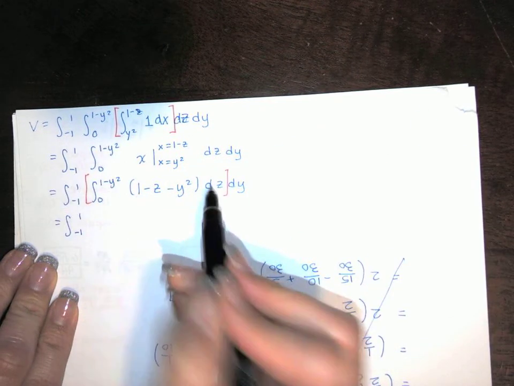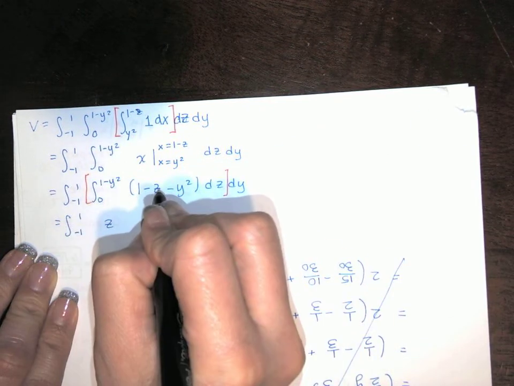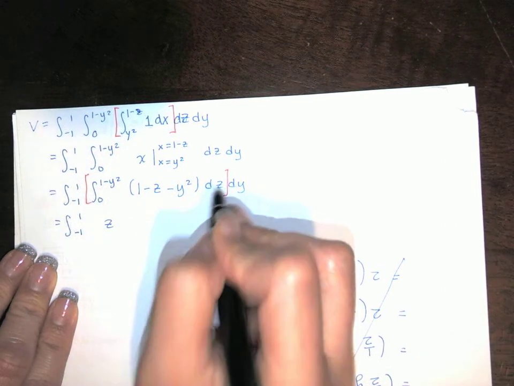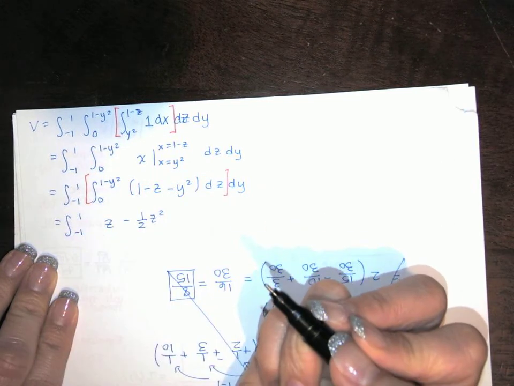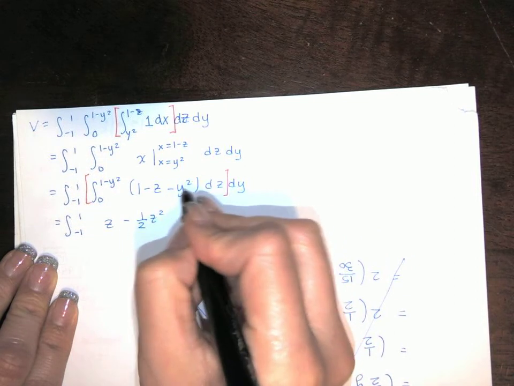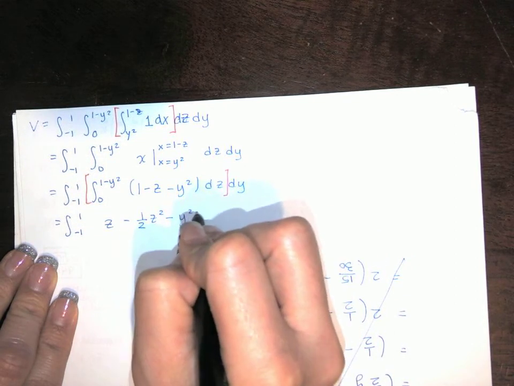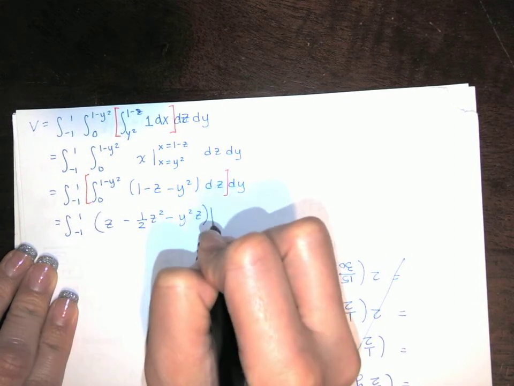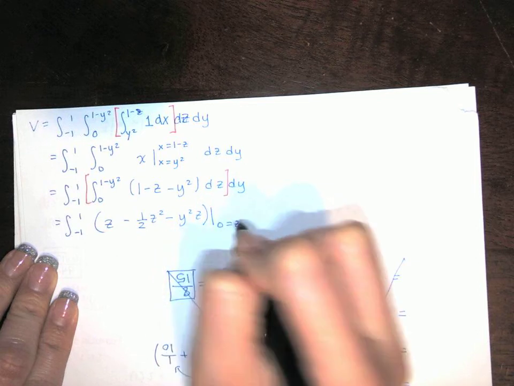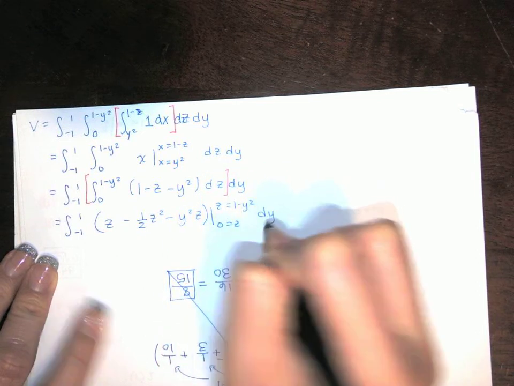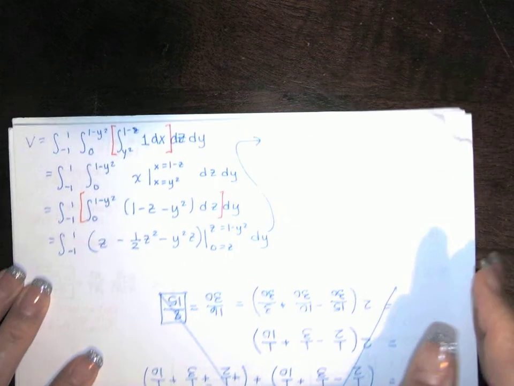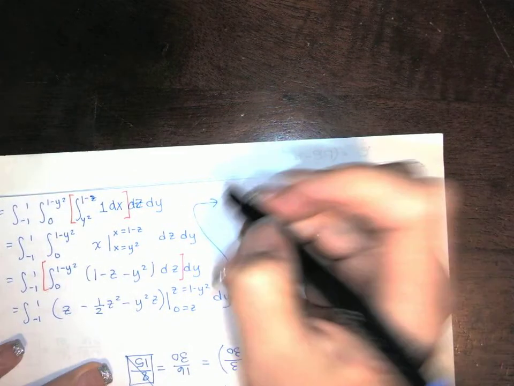The antiderivative of 1 with respect to z is z. The antiderivative of z with respect to z is 1/2 z squared. It's just the power rule. And the antiderivative of this constant with respect to z is that constant times z. And then we evaluate from z equals 0 to z equals 1 minus y squared. And we'll evaluate that result from -1 to 1.